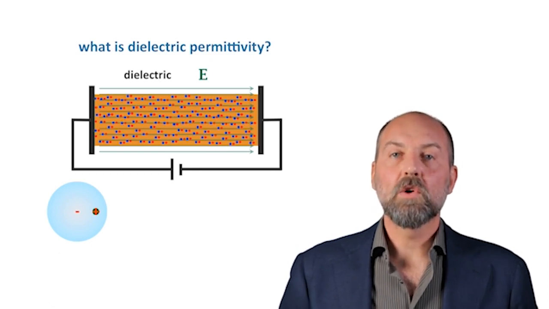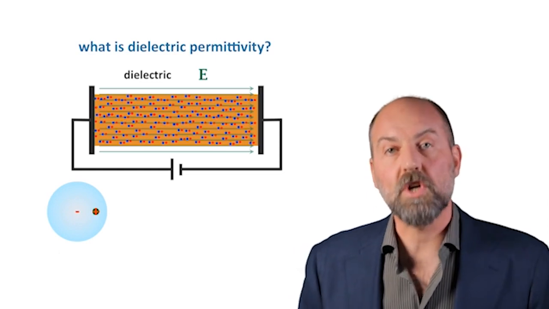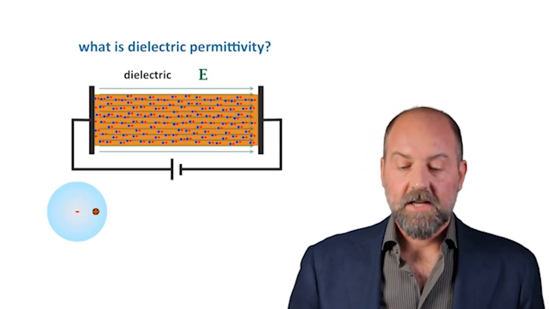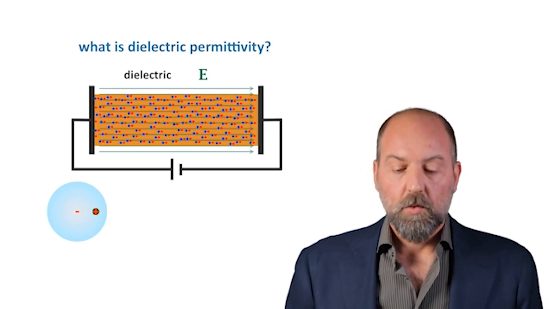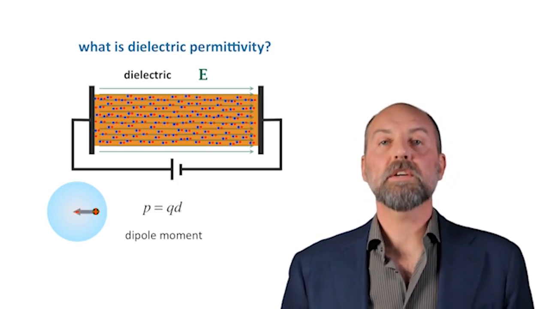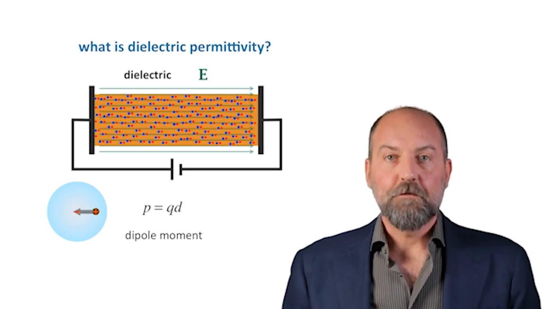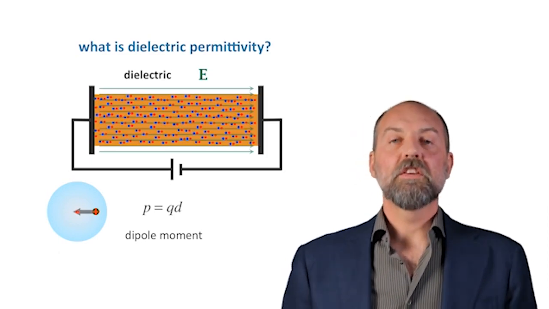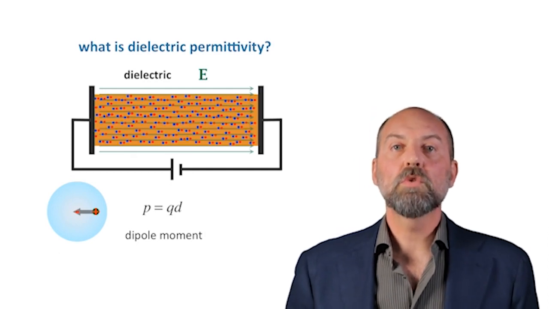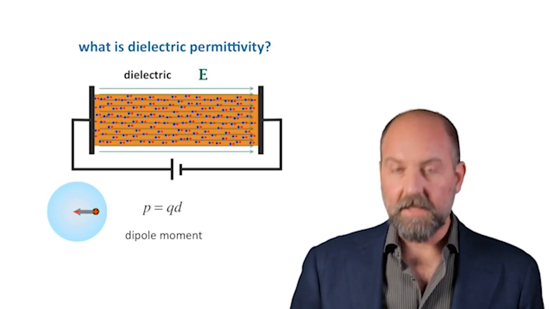They are now organized in such a way that the center of mass of the two charges no longer coincide. The result is what we call a dipole. We define the dipole moment as the product of the charges by their distance. If we understand what a dipole is, then we can define the dielectric permittivity as the ability of a material to form dipoles, or if you prefer, to polarize under the influence of an electric field.